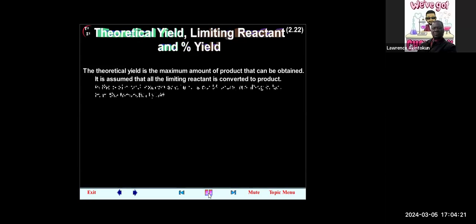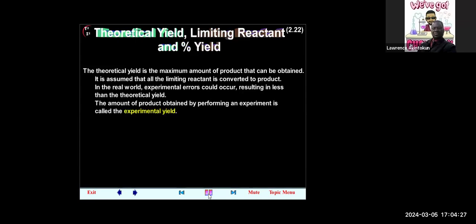In the real world, experimental errors could occur, resulting in less than the theoretical yield. The amount of product obtained by performing an experiment is called the experimental yield. Hence, percent yield is equal to experimental yield divided by theoretical yield times 100.